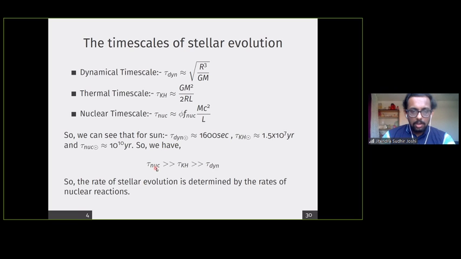Also, as you can see, the dynamical time scale is very small, and sometimes we do see some changes when we perturb dynamical time scales. We do see some variable stars which are happening because of these perturbations in the dynamical time scales. But I should mention, this dynamical time scale is very small, 1600 seconds, and we can see that stars live for 10 raised to 10 to 10 raised to 12 years, maybe more.